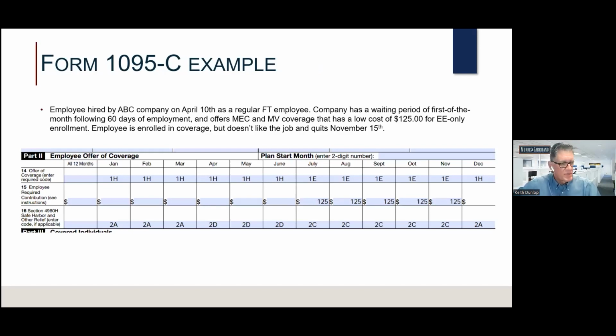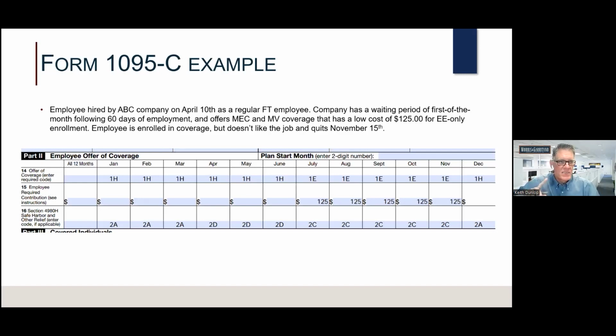The company's waiting period is first of the month following 60 days. They offer ACA compliant coverage, which is a cost of $125 to the employee for employee only coverage. And the employee takes the coverage and then leaves employment sometime in November. So just like we went through before, this is a valid form. The codes are accurate and they work. The combinations make sense. 1H, we know now, means no offer of coverage, and that's valid with 2A, meaning the employee was not employed by the company in those particular months.